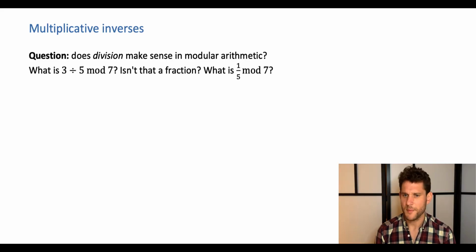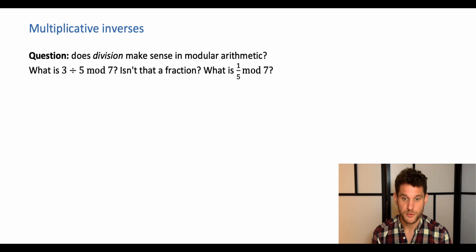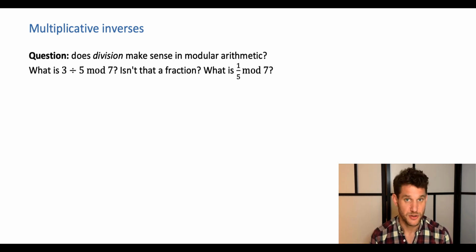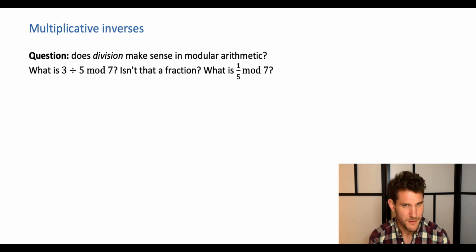So now let's talk about multiplicative inverses in modular arithmetic. There's this question: I've so far talked about addition of numbers modulo n. I've talked about multiplication. Subtraction is also pretty straightforward. But what about division? What does it mean to divide two numbers in this modular arithmetic framework? Can I take 3 divided by 5 mod 7? Does that make sense? I mean, isn't 3 over 5 a fraction? What does 1 over 5 mean mod 7?